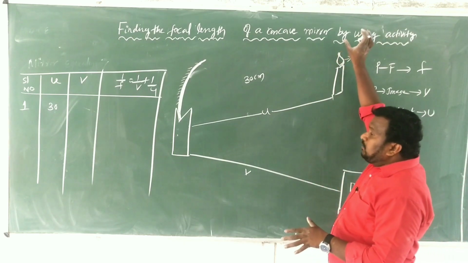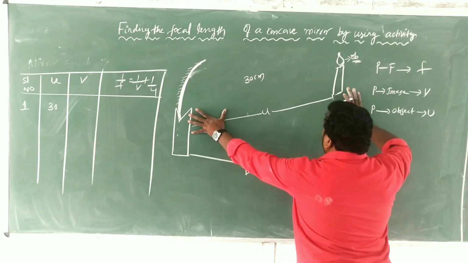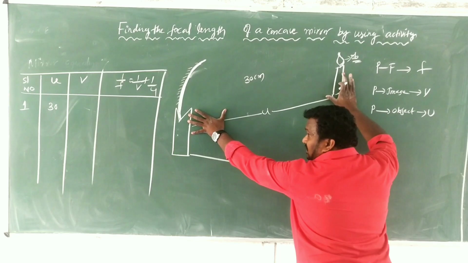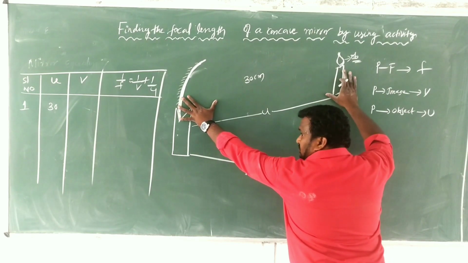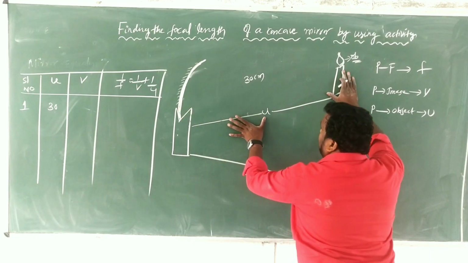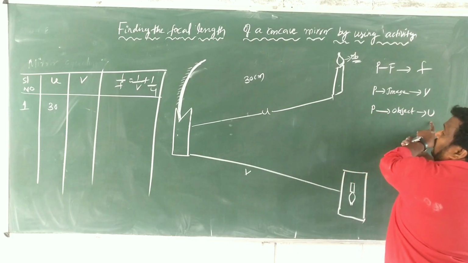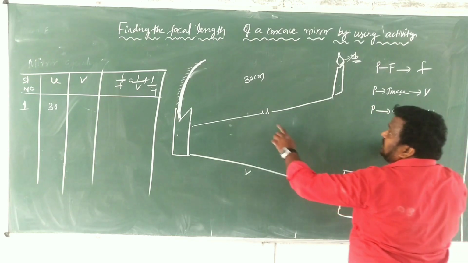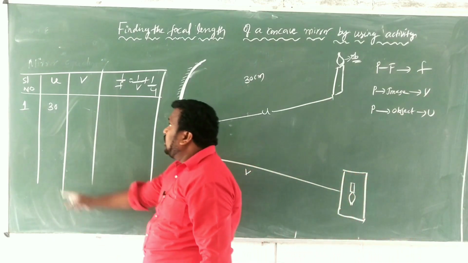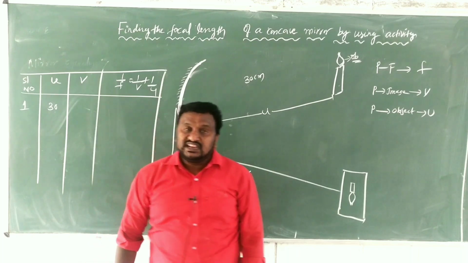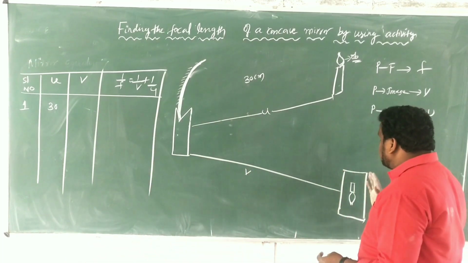Clear? With the help of the meter scale we have taken 30 centimeters from the mirror, and now the candle is the object. This is the pole of the mirror, and this is the object. Now what is it called? Object distance. Here what I told you, pole to object, what is it called? Object distance. That's why the 30 centimeters we have taken should be mentioned as the object distance. After that, children, we have to keep the screen.